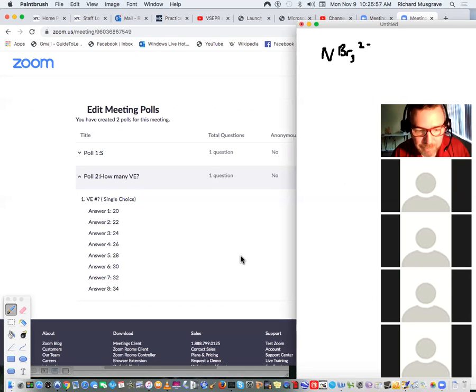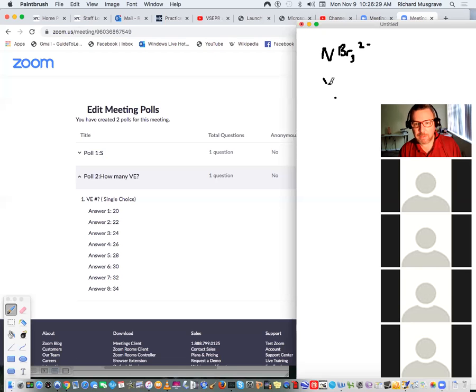So I'm going to end the poll here, but the correct answer is indeed 28. A lot of people said that, which is good. Share the results here. There we go. So you should be able to see the results of that. Can you all see the results? Yes. Okay, good. It's a good little feature at times.